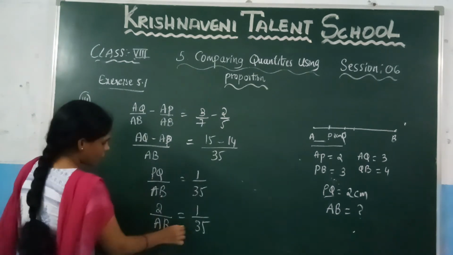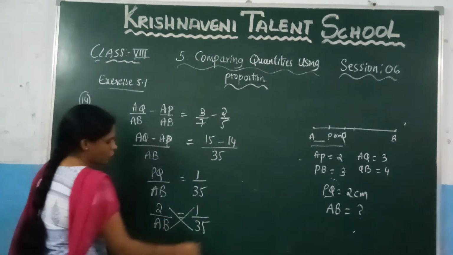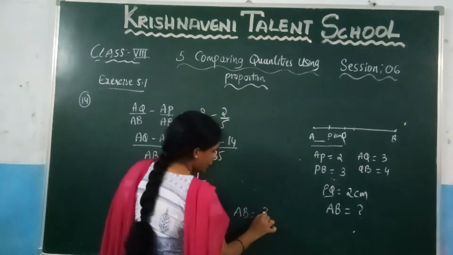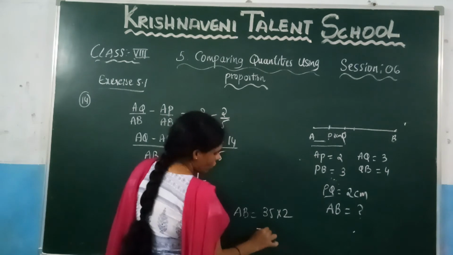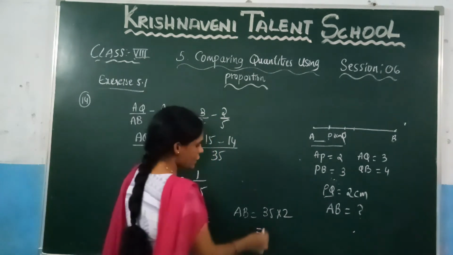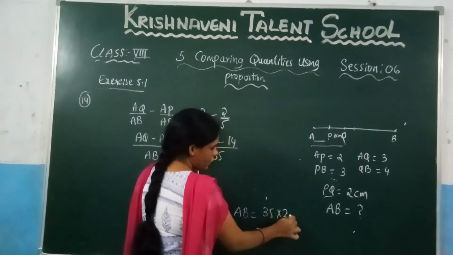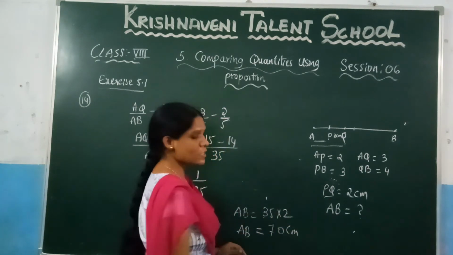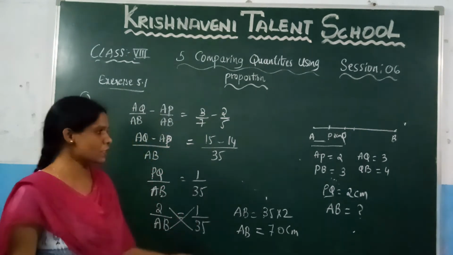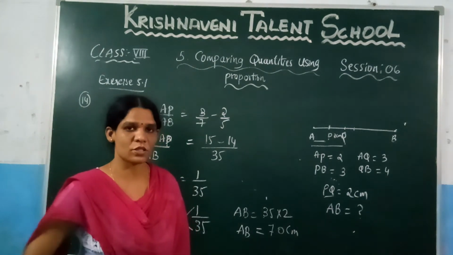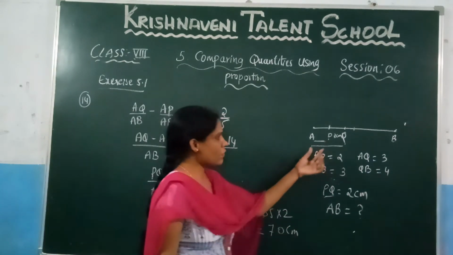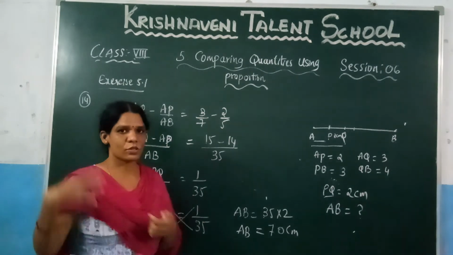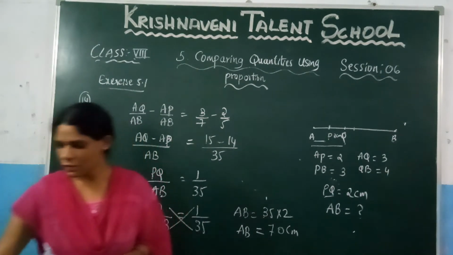Now cross multiply. What will you get? AB into 1, which is nothing but AB, equals 35 into 2. What is the value of 35 into 2? Let us solve. 5 2s are 10, 0 and carry 1, 3 2s are 6 plus 1, 7, so 70. So the length of AB is nothing but 70 centimeters. This is the problem. They have given the ratios and after that they have given the length of PQ, so that you need to find the length of AB. So let us write the proof of this one.